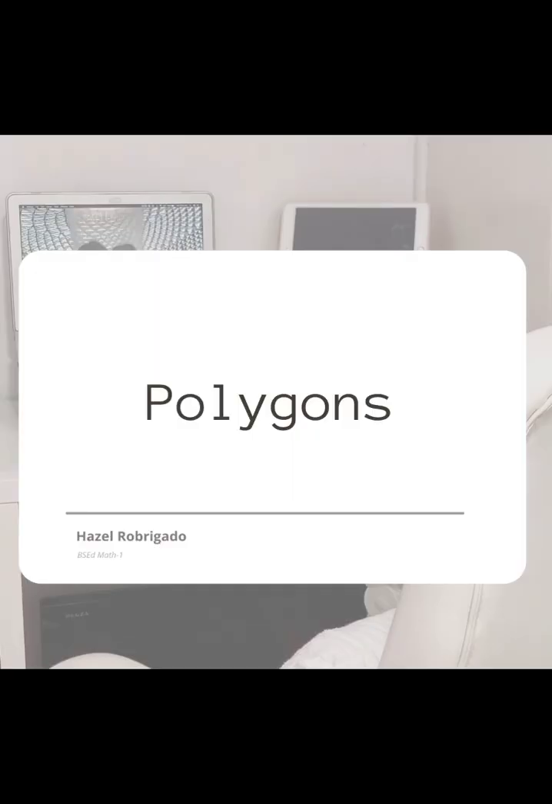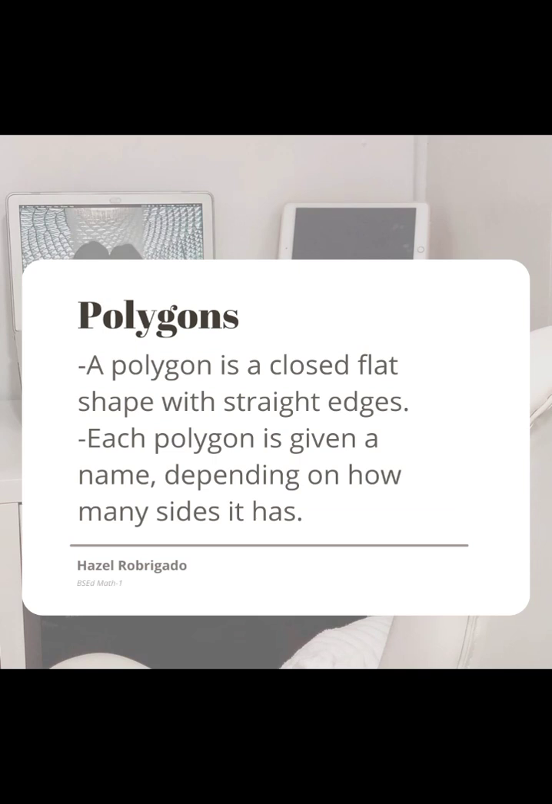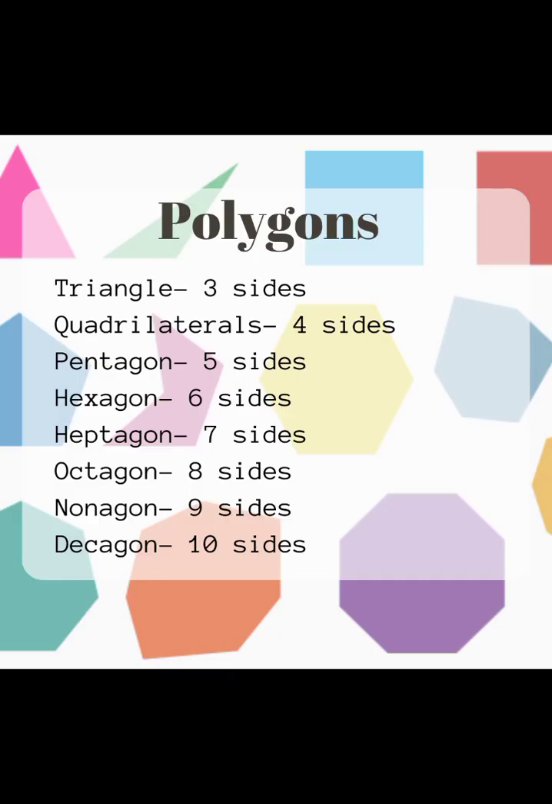Let us now proceed to our next topic, which is polygons. So what is a polygon? A polygon is a closed flat shape with straight edges. Closed means there is no gap in the shape, and each polygon is given a name depending on the number of sides it has. A 3-sided polygon is called a triangle.